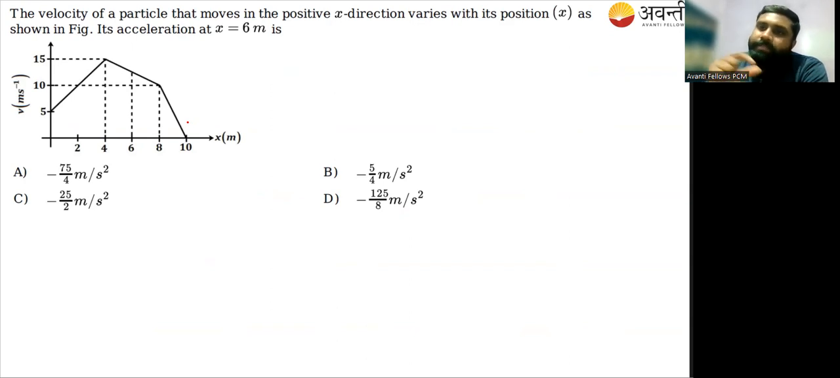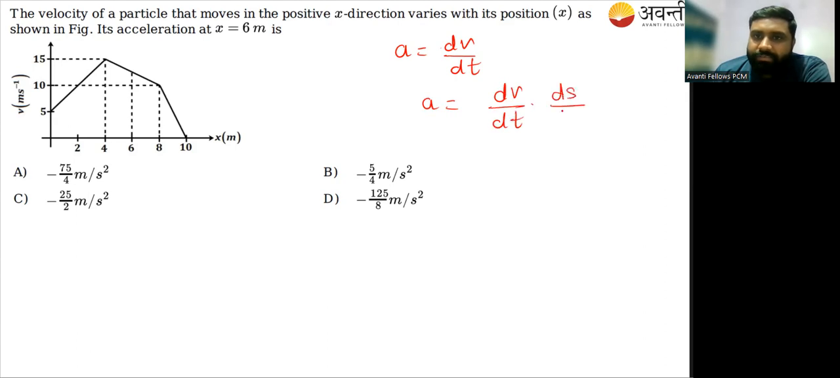In JEE Main, you cannot expect a single direct question from the graphs. Okay. So this question is of JEE Main level, and an intermediate level in JEE Main also, because the graph is not between v and t, or s and t, or a and t. The graph is between v and x. Okay. So for that situation, we know that the acceleration here is dv by dt.